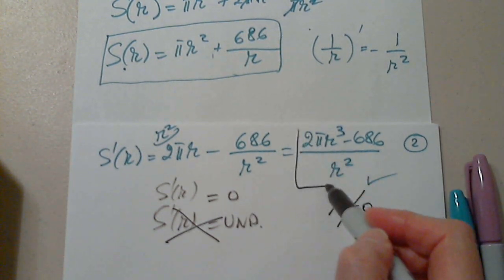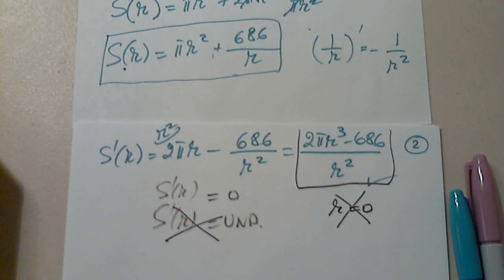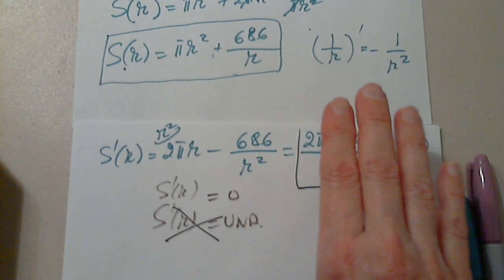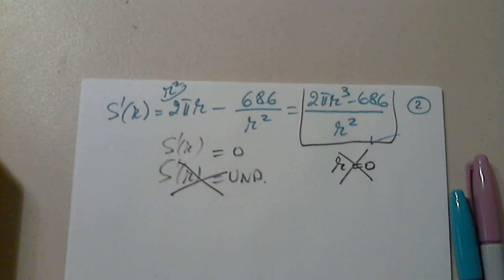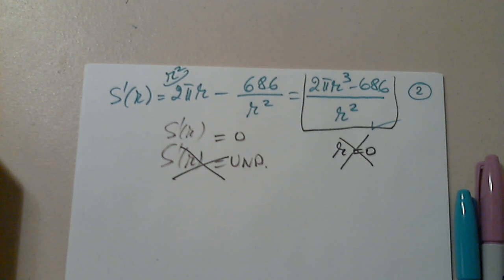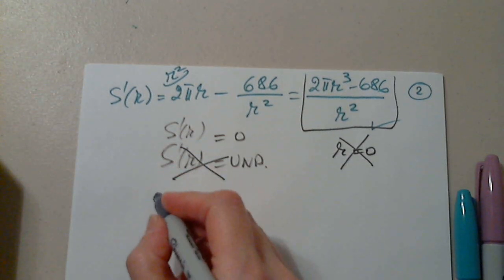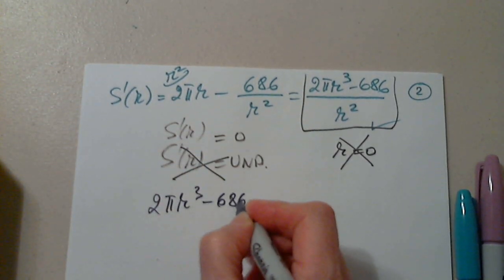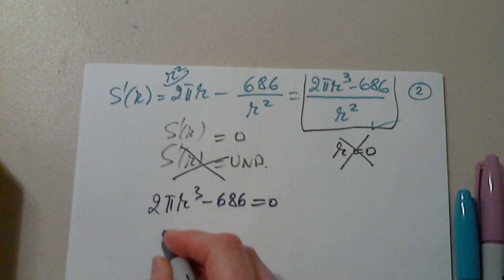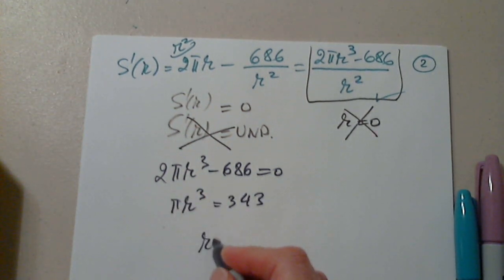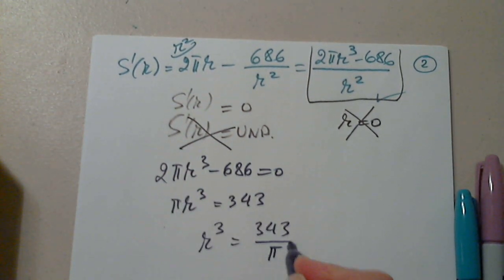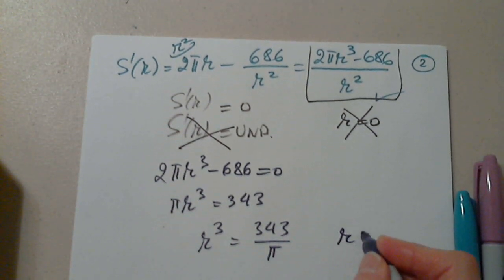So when we set a fraction equal to 0, what happens? What do we need to do? How do I solve this fraction equal to 0? When is a fraction 0? When the numerator. Excellent. Only when the numerator, 2 pi r cubed minus 686, equals 0. I move this and divide by 2. So pi r cubed equals 343. I also divide by pi. r cubed equals 343 over pi. What do I have to do to both sides to get r?